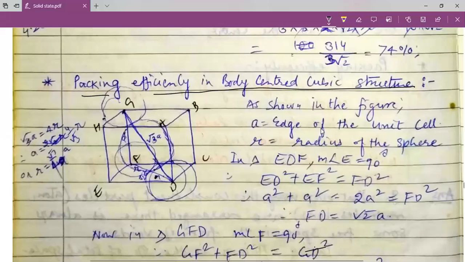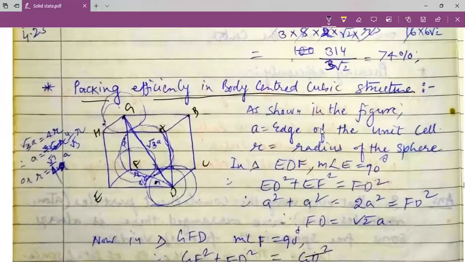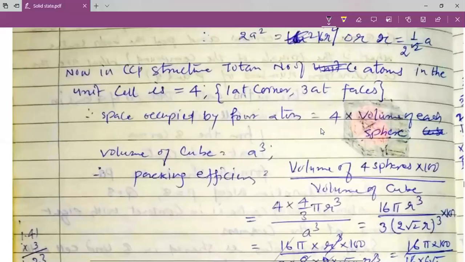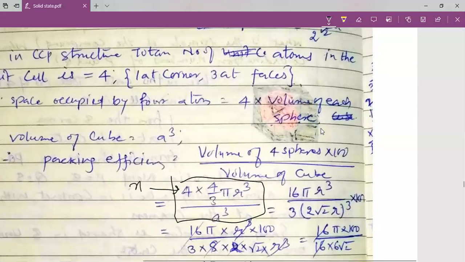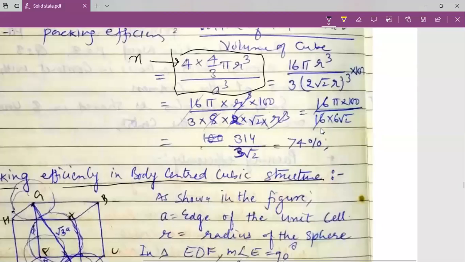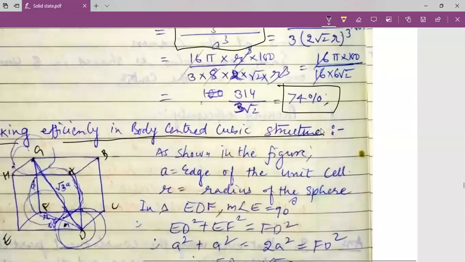See, in the previous case, that is the case of the packing efficiency for FCC, my dear students, we can easily write it as this. You can see here on the screen, this 4 into 4 by 3 pi r cube divided by a cube. That is what we have written. This 4 is your n for FCC, and the others you are very well aware. And for FCC, by doing all these calculations, we find out that the percentage of packing efficiency in face-centered cubic cell is 74%.